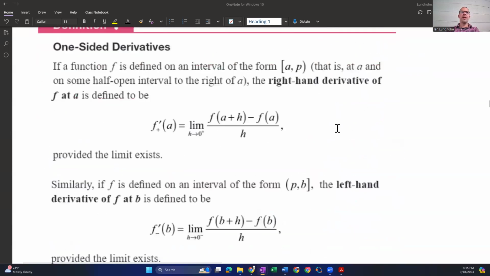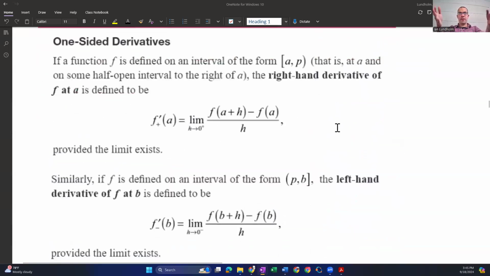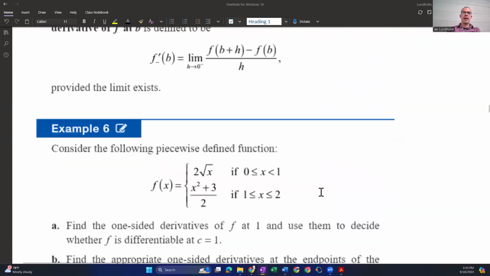Cool. Let's keep going. Technically, there are these things called one-sided derivatives. It just means that you're looking at the limit from the right or the limit from the left. This could be important if you're looking at the endpoints of an interval. If you've got an interval like this and a is at the beginning, you might want to look at the right-hand derivative so that you can find the slope at the very first point in that interval. And same with the endpoint. That's going to be useful.